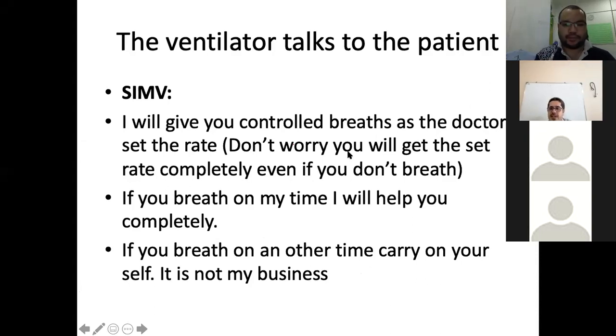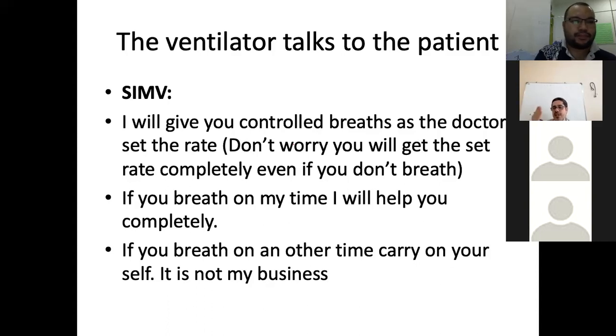So the SIMV, I will give you controlled breaths, as the doctor said, the rate. Don't worry, you will get the set rate completely, even if you don't breathe. So whatever rate you set, the patient will get, even if he's apneic. If you set 30 per minute, it means he will get one breath every 2 seconds. 30 breaths per minute. If you breathe on my time, I will help you completely.